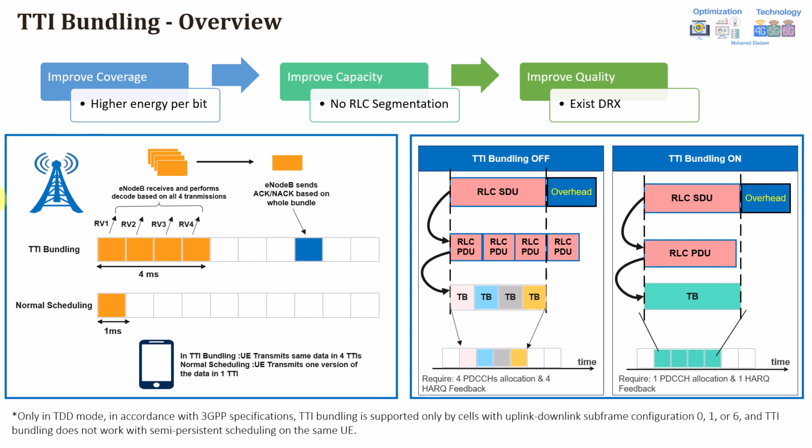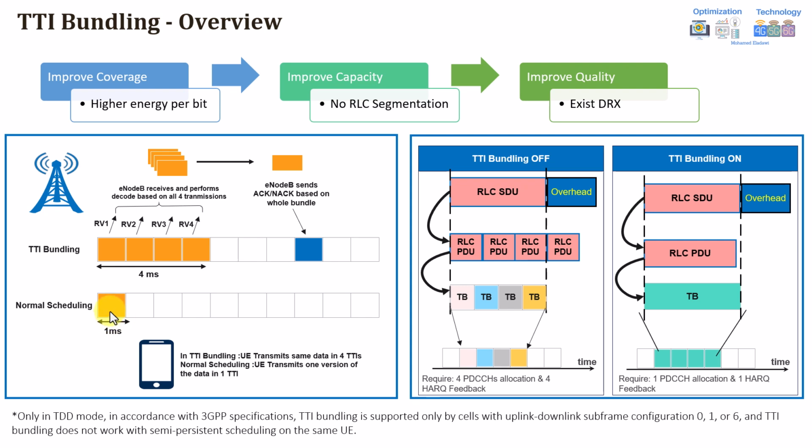Initially, let me explain how TTI bundling in general works. In the normal scheduling scenario, as you can see on the left, the resources will be scheduled in 1 millisecond. So all the data will be sent, for example, within a particular TTI from the UE to the eNodeB in terms of uplink.